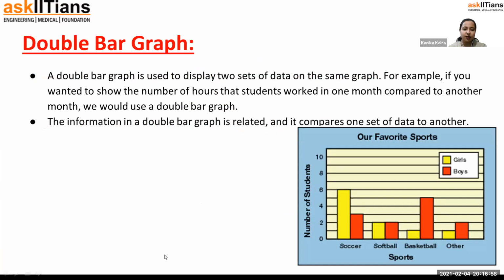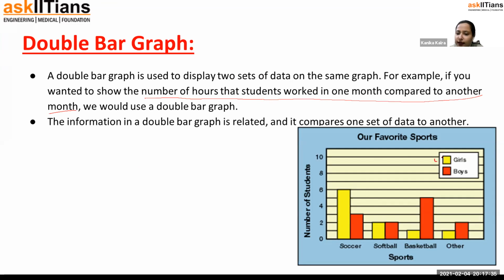Now comes the double bar graph. It is again the same as the bar graph, it's just that this is used to analyze and compare 2 or more than 2 data sets. For example, if we talk about the number of hours that students worked in a month compared to another, like one student doing work in the month of January and February, we can compare the data by drawing bar graphs for one single student.